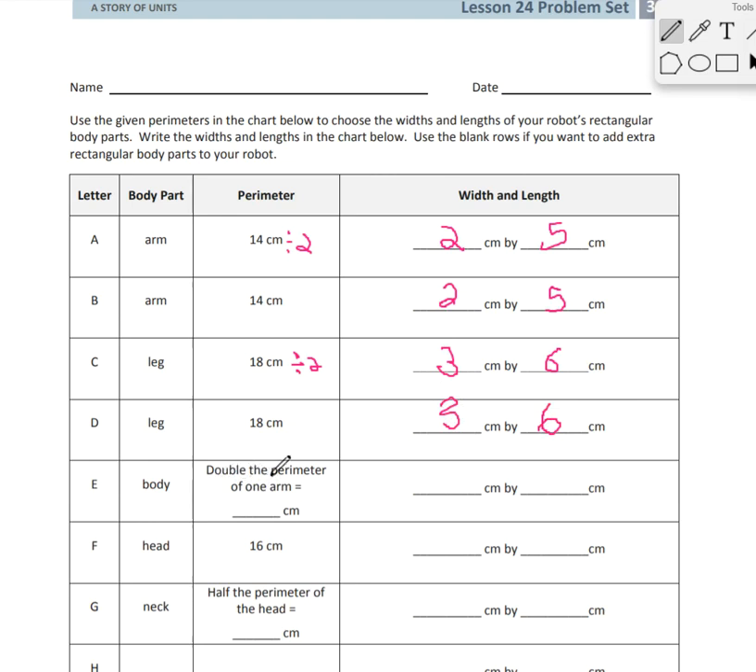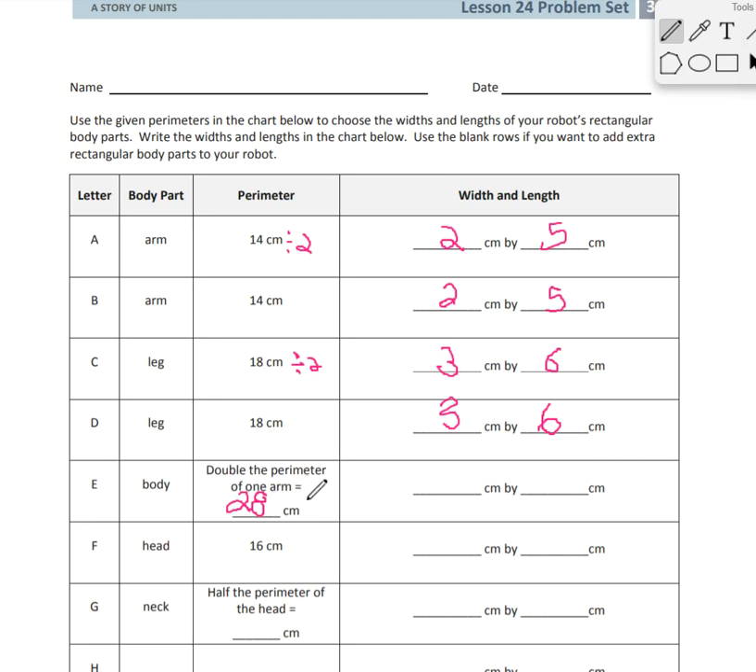It says the perimeter of the body is double the perimeter of one arm. Well, the perimeter of one arm is 14. If I double 14, I'm going to get 28. So I've doubled the perimeter of one arm, went back, found my measurement, doubled it, and found that it is a 28 centimeter perimeter around this robot's body.